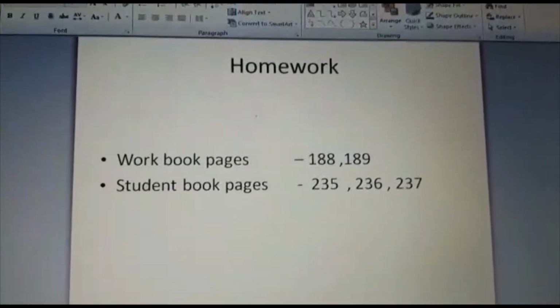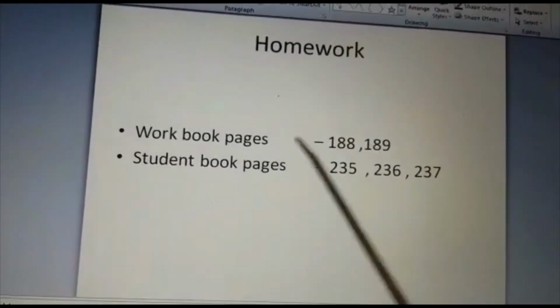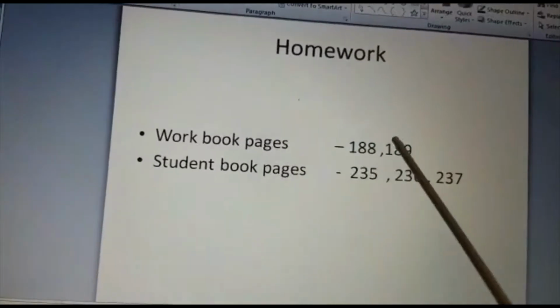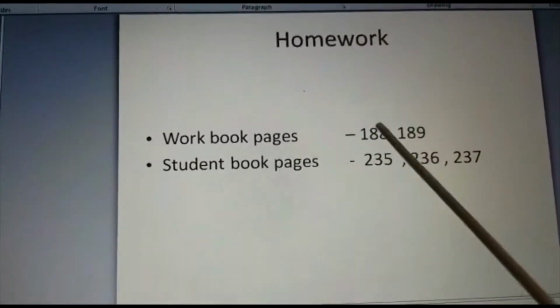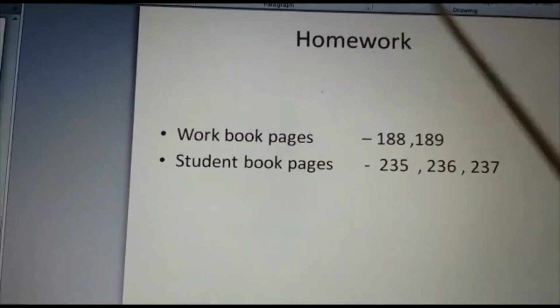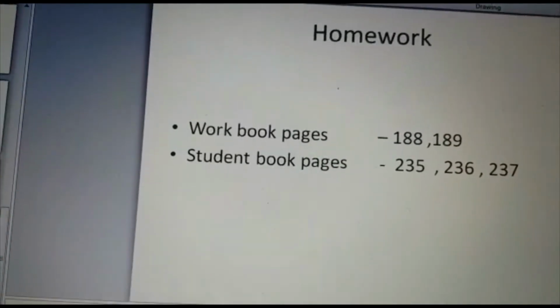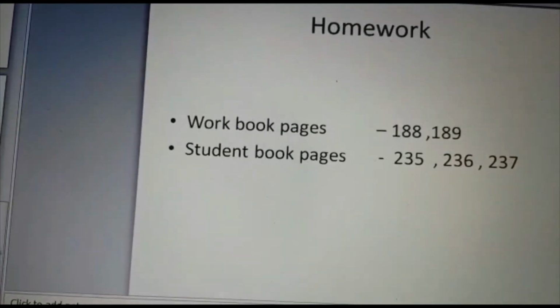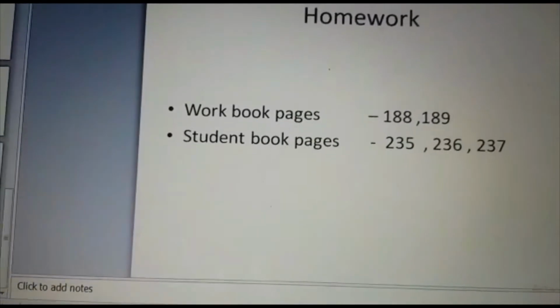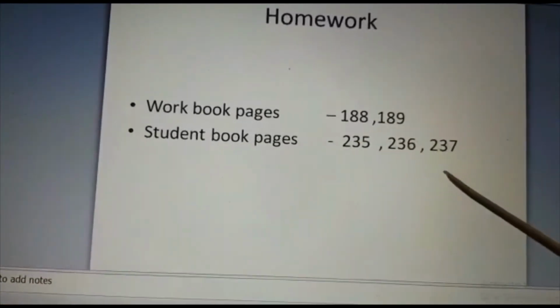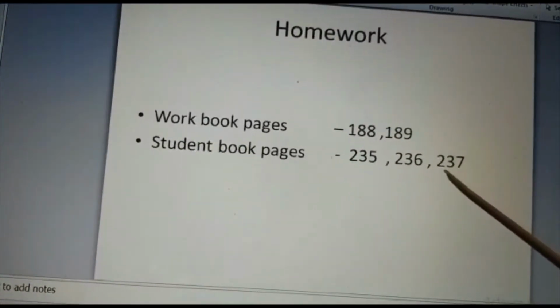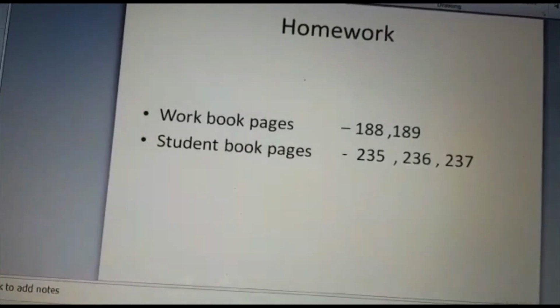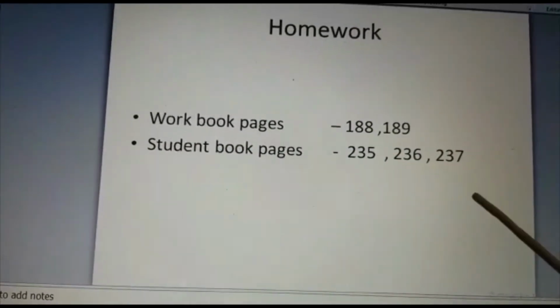So the homework for measurement mass is workbook pages 188 and 189. I don't think there are too many pages, because this is just to see the figure and tick whether it is gram or milligram, which one we are using, what weight we are using. Only page number 237 is for conversion. The rest is everything very simple. It will not take too much time.